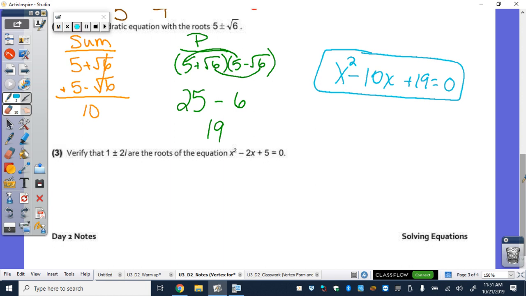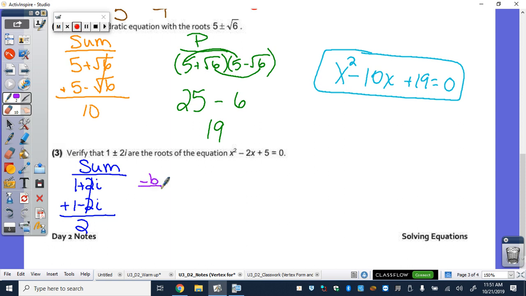All right, our third one there. Verify that 1 plus or minus 2i are the roots of the equation x squared minus 2x plus 5. So let's go with sum first. The two they want me to verify, I'm going to start off with adding them together. So 1 plus 2i plus 1 minus 2i gives us a what? 2, because those i's cancel.